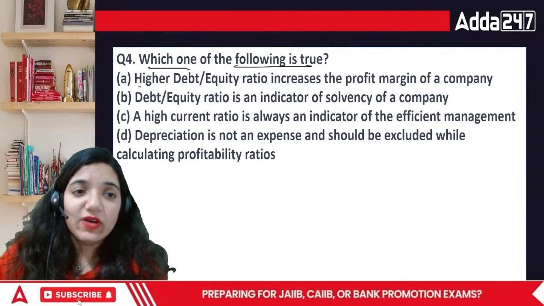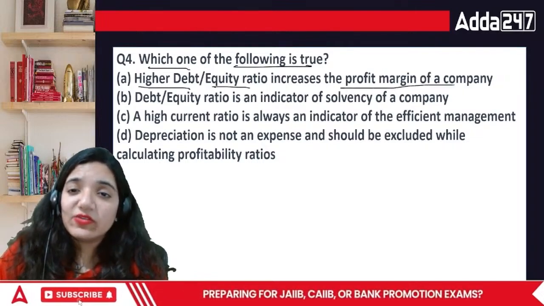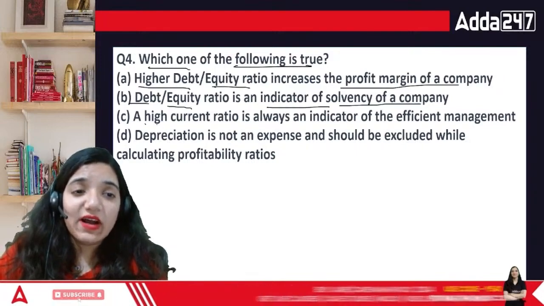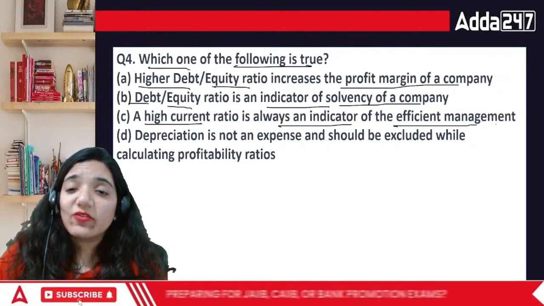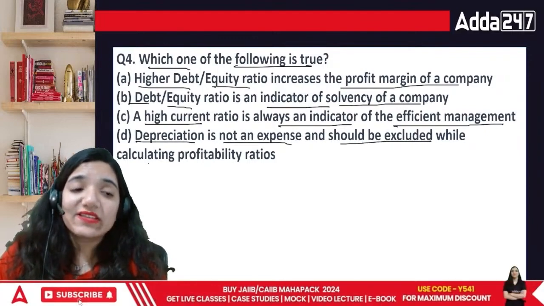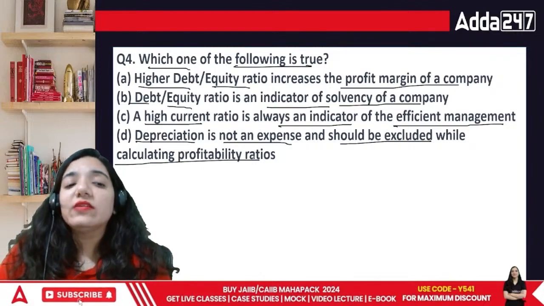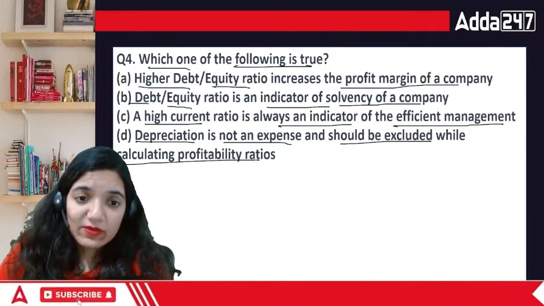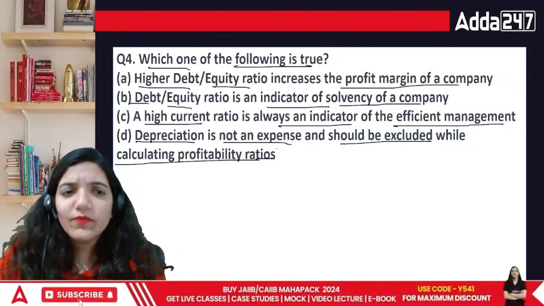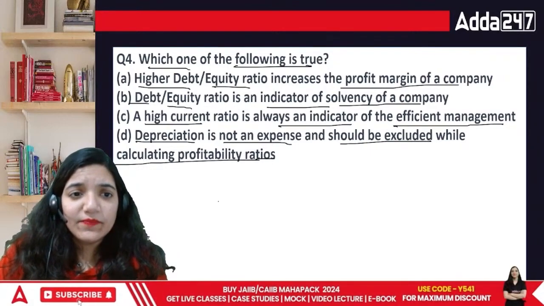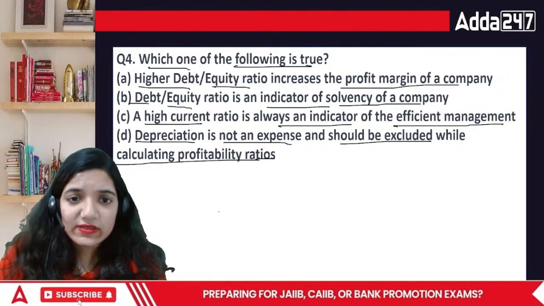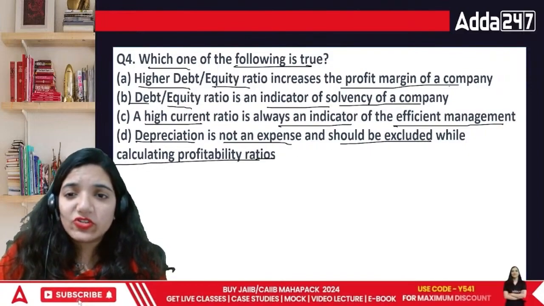Which one of the following is true? Higher debt equity ratio increases the profit margin of the company. Debt equity ratio is an indicator of solvency. A high current ratio is always an indicator of efficient management. Or depreciation is not an expense, should be excluded while calculating profitability ratios. When we talk about debt equity ratio, it will be higher if we get more debt. It is related to the area of solvency ratios.